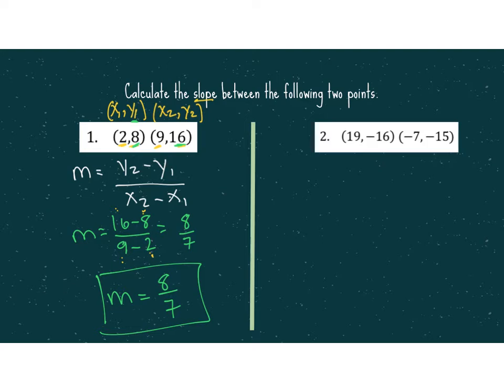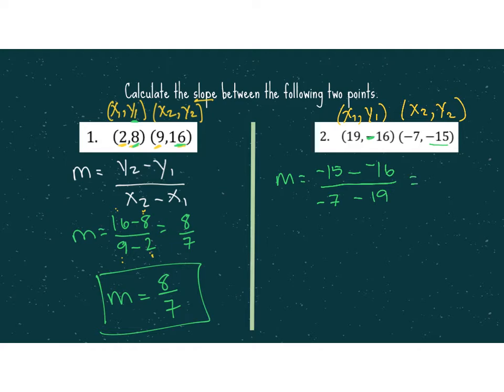So in number 2, our 2 points are: here's my x1, here's my y1, here's my x2, here's my y2. So I've got 9, negative 16, and negative 7, negative 15. When I plug them into the slope formula, it looks like this. My y2 comes first, negative 15 minus negative 16. We'll talk about that in a second, but you've got a double negative there. Then on the bottom, negative 7 minus 9.